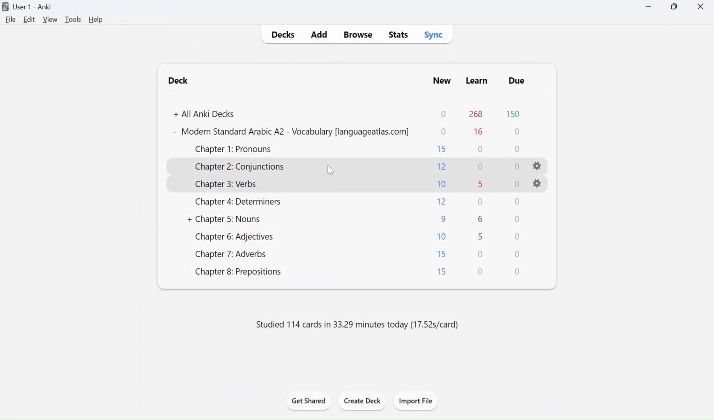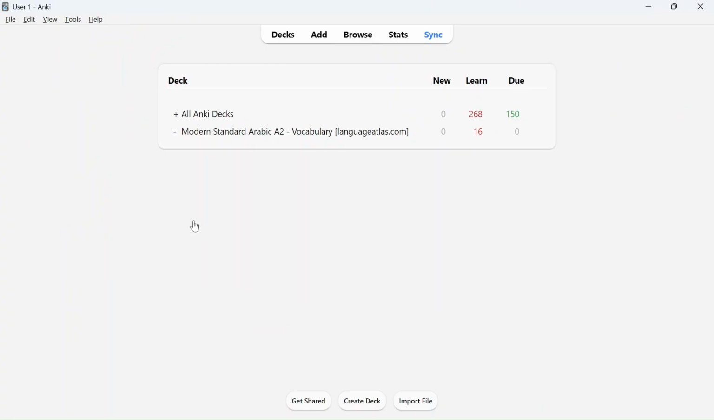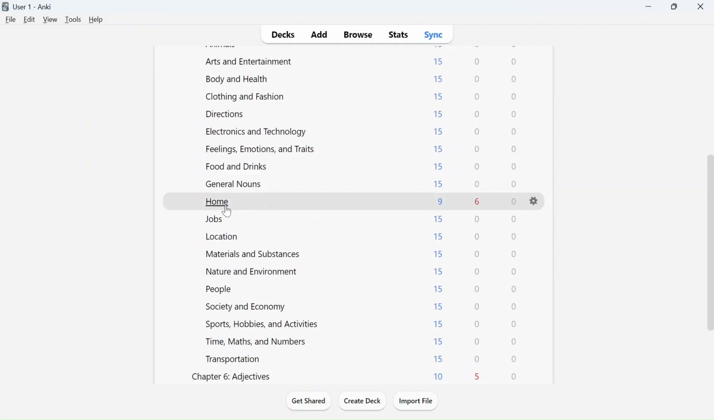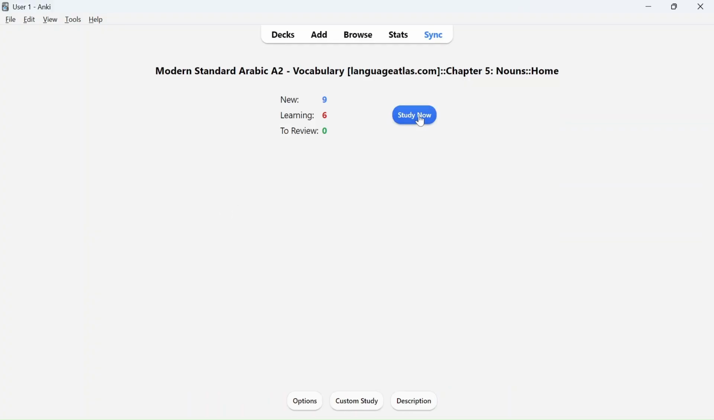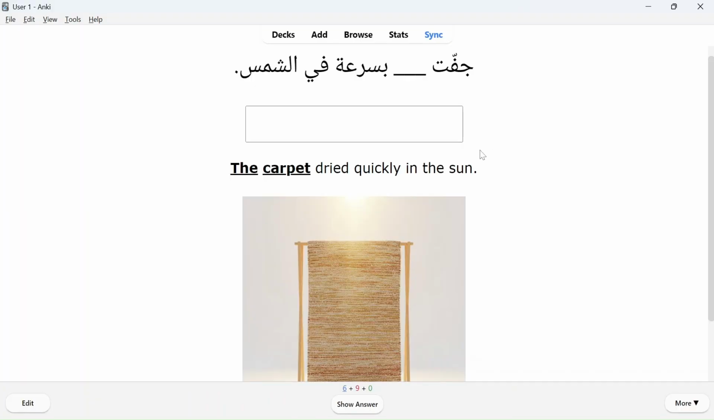So let's have a look at one of these cards. What is it like if you do such a typing exercise? I will go to nouns, I will go to home, and let's see what it looks like. This is a card that we've already seen before. The carpet dried quickly in the sun. Whereas before, we simply had to fill in the blank and know what the carpet is, now we actually have to spell the word. We have to type it. So the second card type is all about spelling, is all about typing.